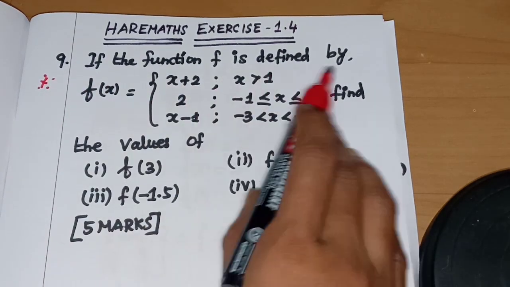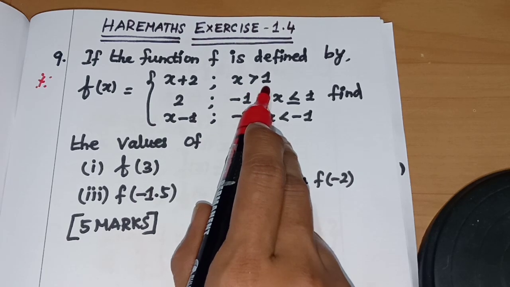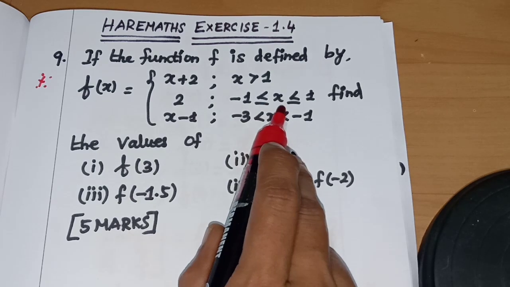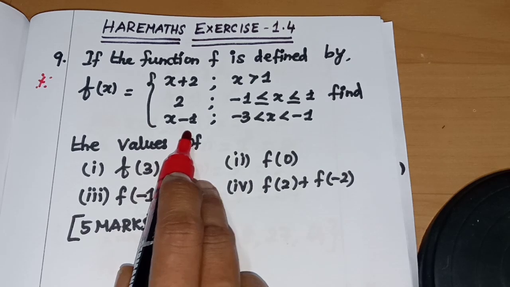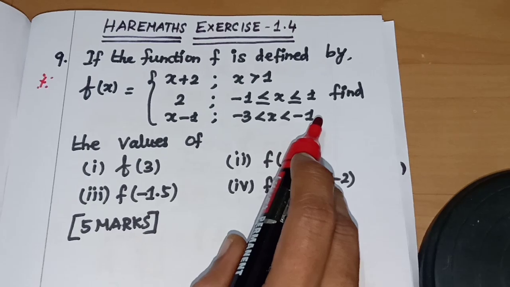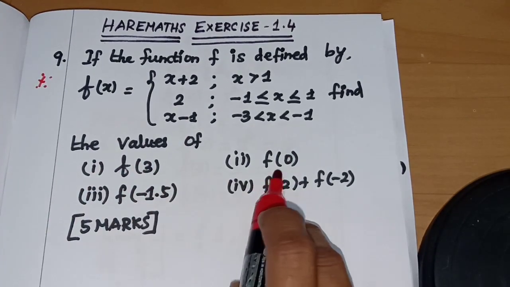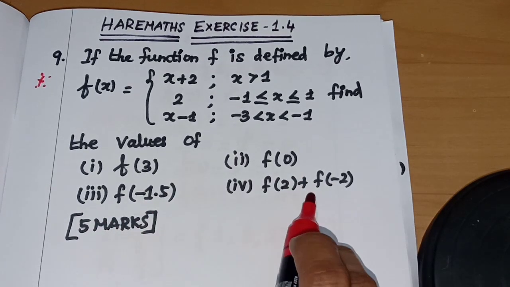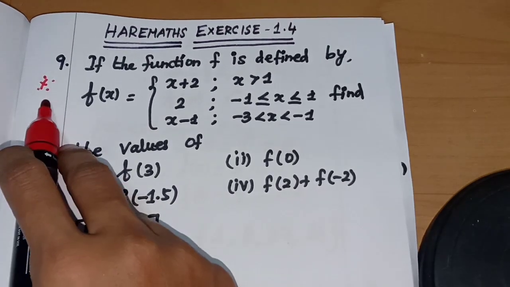If the function f is defined by f of x equal to x plus 2, the limit x greater than 1. F of x equal to 2, the limit minus 1 less than or equal to x less than or equal to 1. F of x equal to x minus 1, the limit minus 3 less than x less than minus 1. Find the values of first subdivision f of 3, second subdivision f of 0, third subdivision f of minus 1.5, fourth subdivision f of 2 plus f of minus 2. This is a very important 5 mark question.